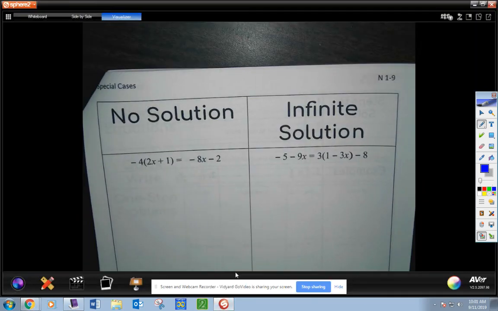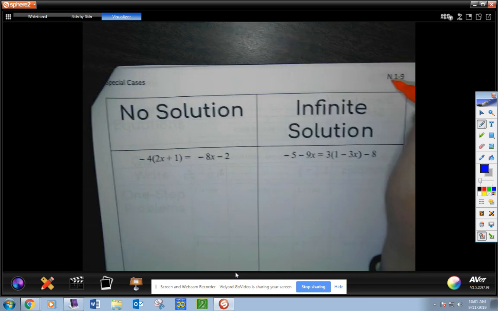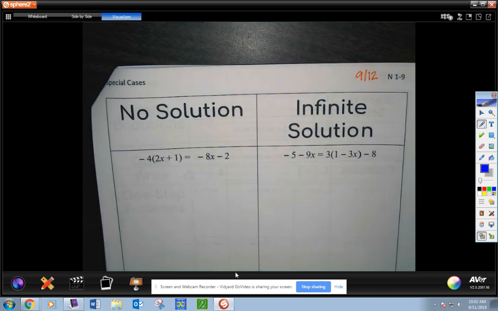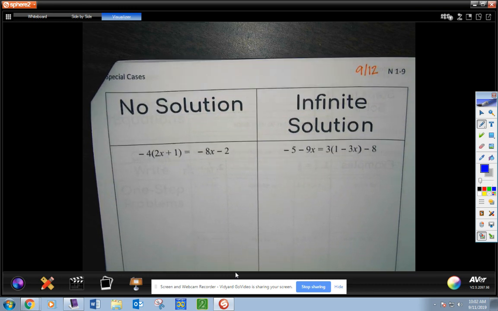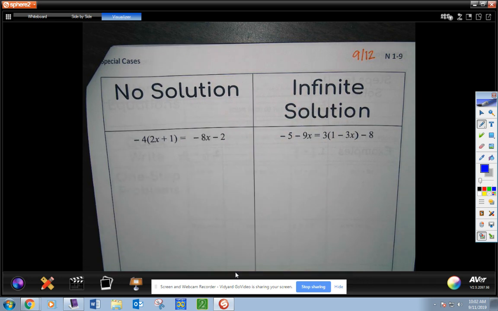All right, guys, if you will, just go to your notes. Today we're going to talk about special cases, which is notes 1-9. Today is the 12th, so you're taking these after your quiz. Okay, we're going to talk about no solution and infinite solution.